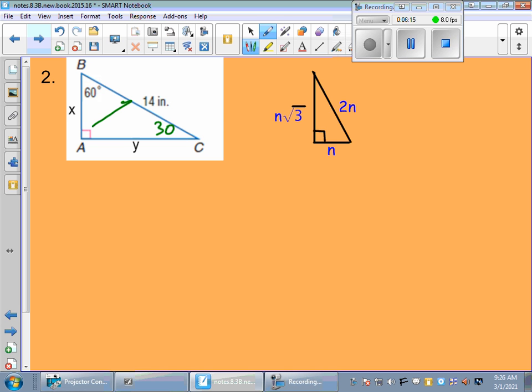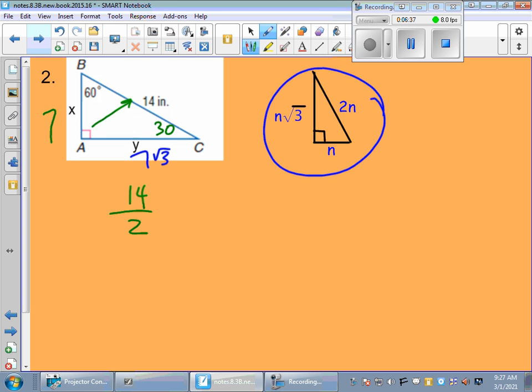They give you the hypotenuse. The hypotenuse is opposite your 90-degree angle. So you want to go from hypotenuse to the short leg. You're going to go 14 divided by 2. So this is 7. That is the short leg. And then you want to go from short to long. It's just simply that number times the square root of 3. So 7 square root of 3. Final answer.